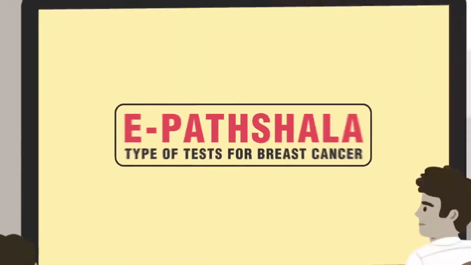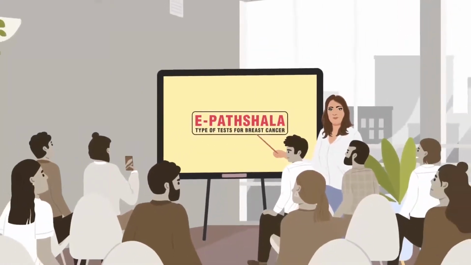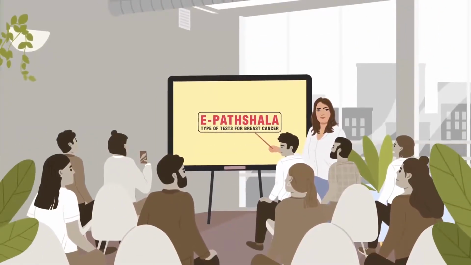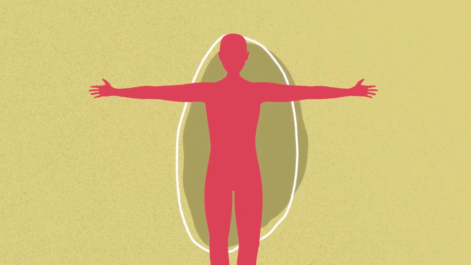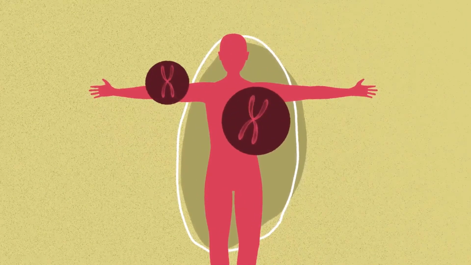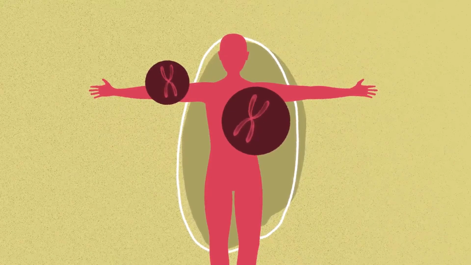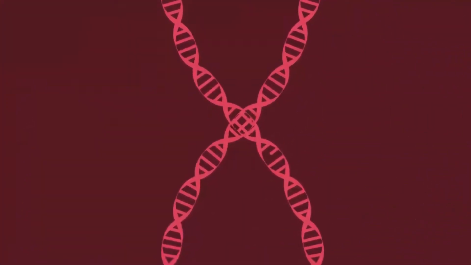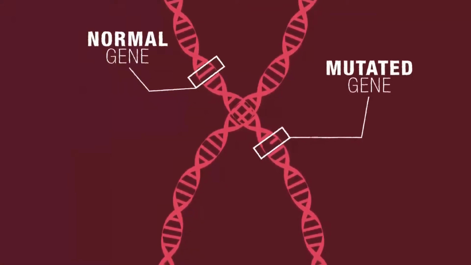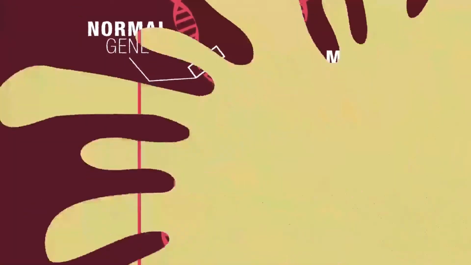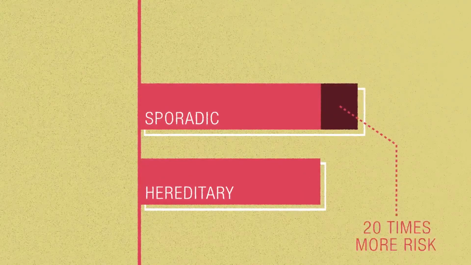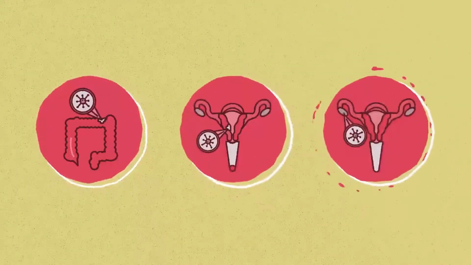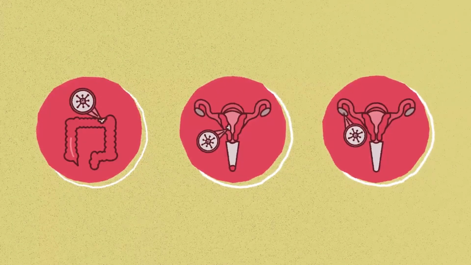Type of tests for breast cancer. Let us first understand what is gene mutation. Gene mutation is a permanent alteration in the DNA sequence that makes up a gene, such that the sequence differs from what is found in most people. Compared to sporadic cancer, people with hereditary cancer have 20 times more risk of developing cancer, highest being breast, then colorectal, uterine, and ovarian cancer.